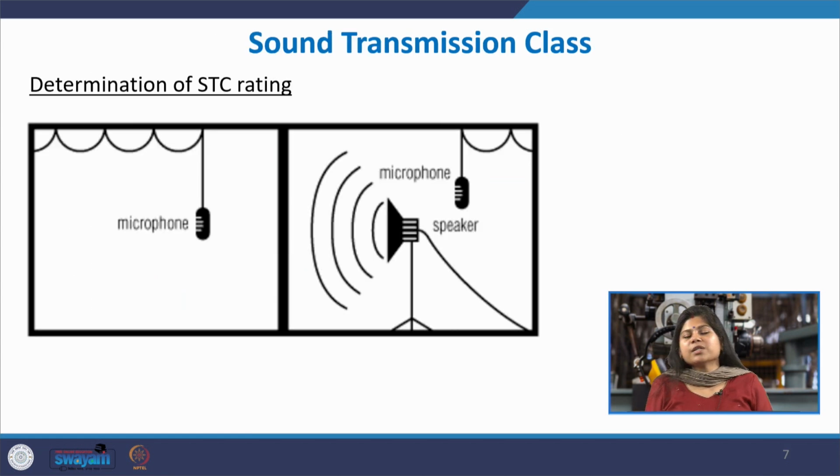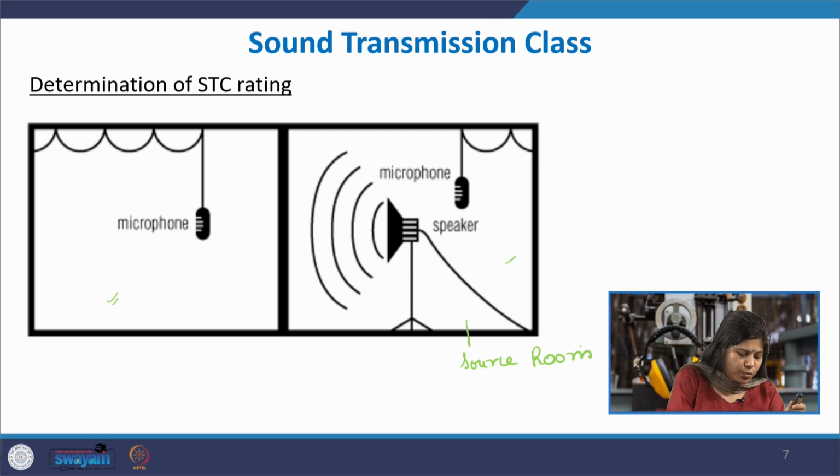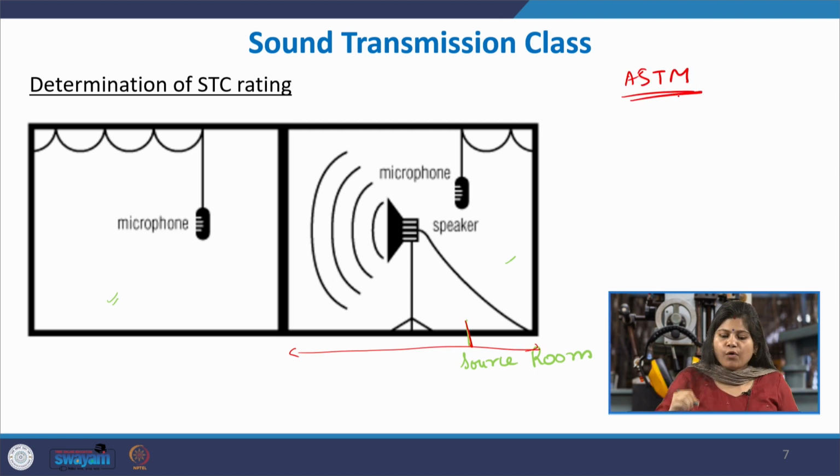So, now how do you determine the sound transmission class of a material or a partition? It is usually used to characterize and rate a partition wall in a building. So, let us say you have one room where you have a microphone and another room. This is called the source room. In this room you have this reference source which is generating your noise, and then you have a partition. You have some standard dimensions, you can refer to the ASTM standards for finding out how the STC or the sound transmission class is determined.